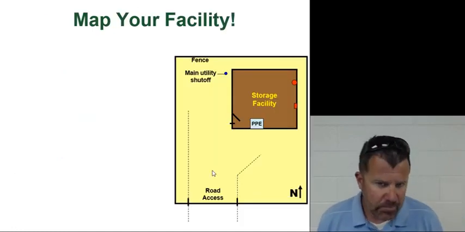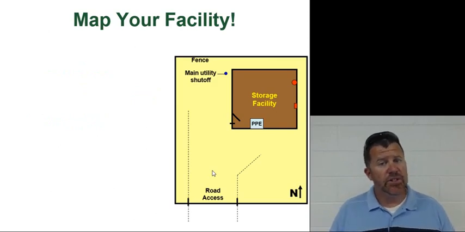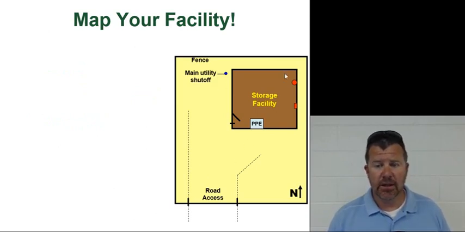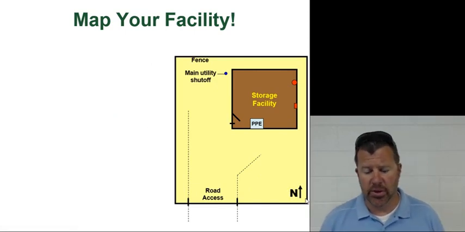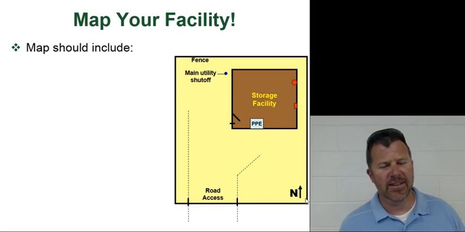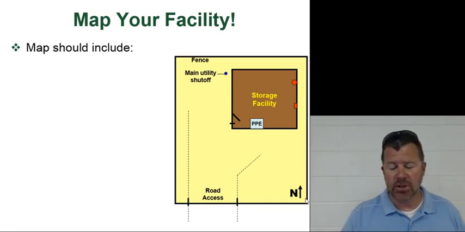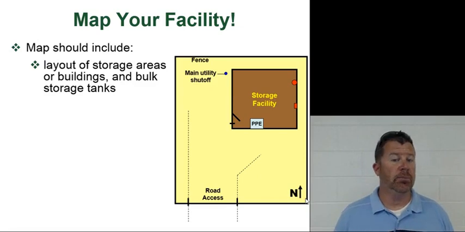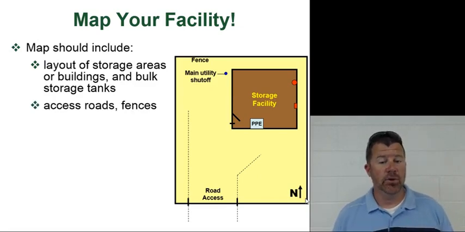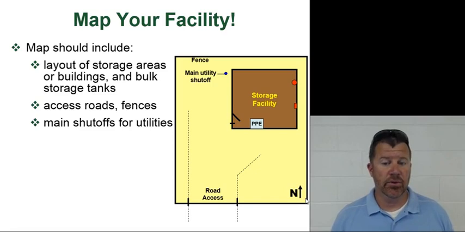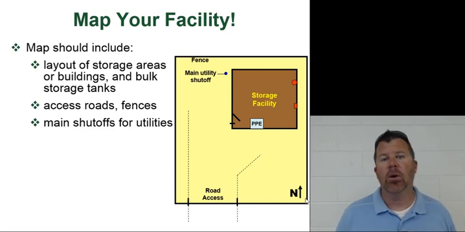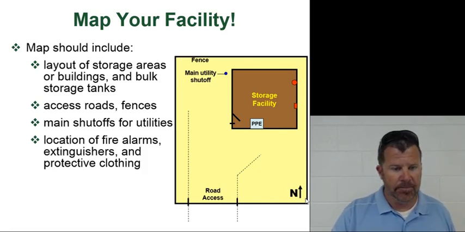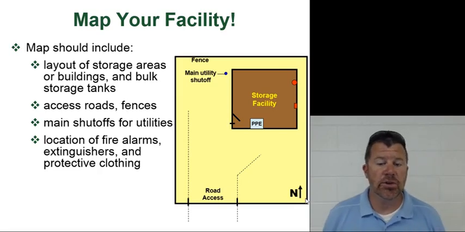Map your facility. It's your storage facility of your pesticides. So you've got your storage facility, you've got a main utility shutoff, it's fenced in, you do have road access, and letting them know the direction of north is important. You'll learn more about that in landscape design, trust me. But the map should include layout of storage areas or buildings and bulk storage tanks, access roads and fences, main shutoffs for utilities. It's just turning the power off to your building. Location of fire alarms, extinguishers, and protective clothing.